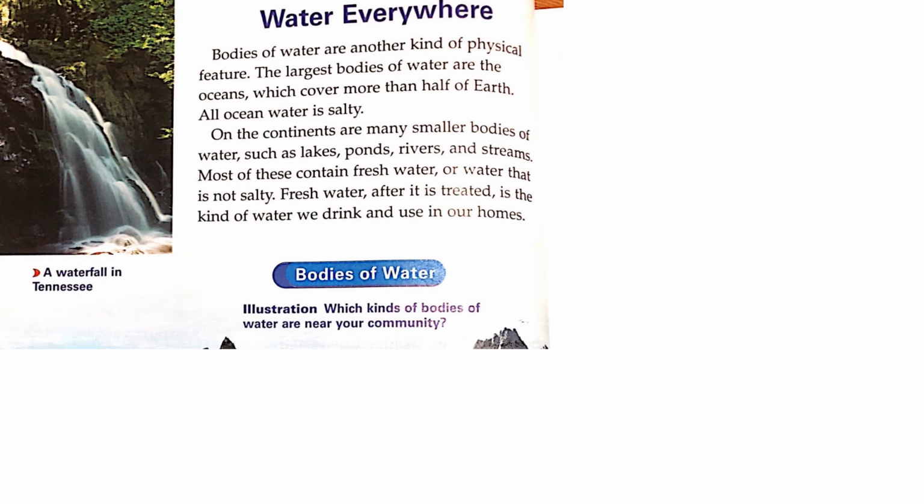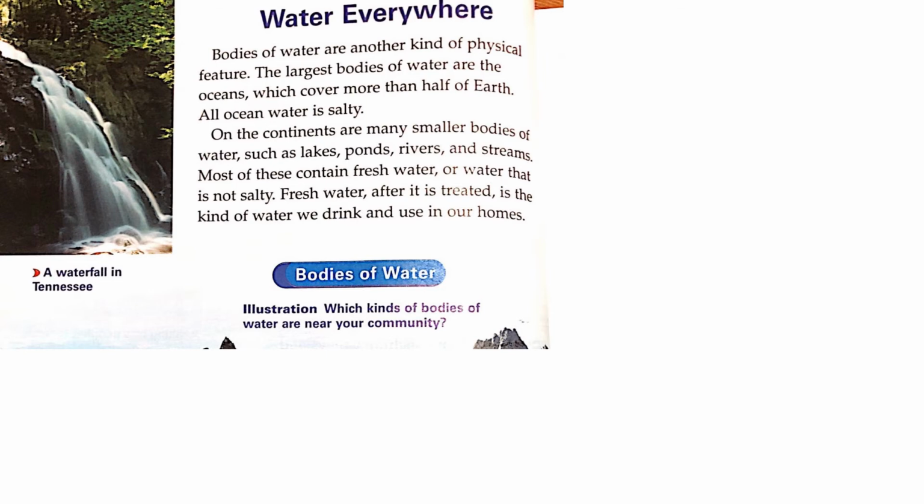Water everywhere. You can see there's a waterfall here in Tenerife. Bodies of water are another kind of physical feature. The largest bodies of water are the oceans, which cover more than half of the earth. All ocean water is salty. On the continents are many smaller bodies of water, such as lakes, ponds, rivers, and streams. Most of these contain fresh water, or water that is not salty. Fresh water, after it is treated, is the kind of water we drink and use in our homes.